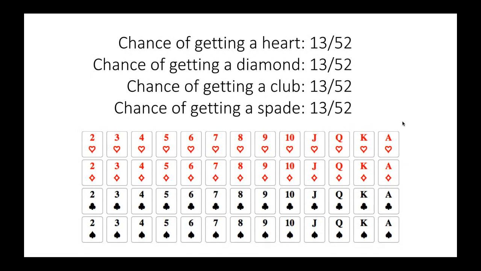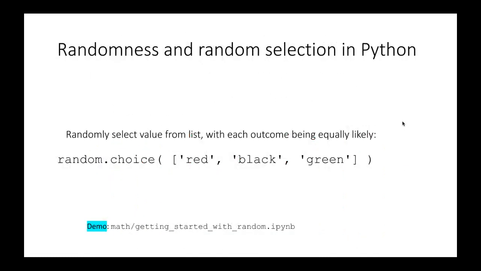All right, so in each of these, there are 13 hearts, 13 diamonds, 13 clubs, 13 spades. So the chance of pulling any one of these is equivalent to any other. No jokers. All right, so you've already done this in Python. That's the amazing part, right? You didn't even know the math, and you were already doing it. So if I look at this random choice option, I'm picking these three options with equal probability. So I've got a uniform distribution.